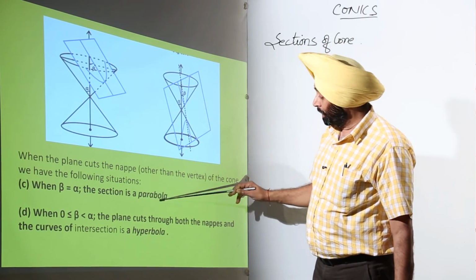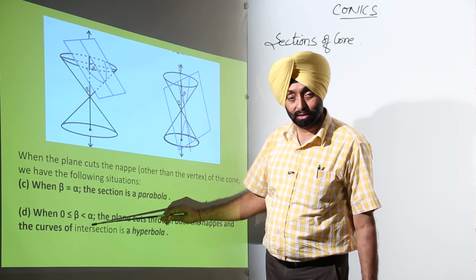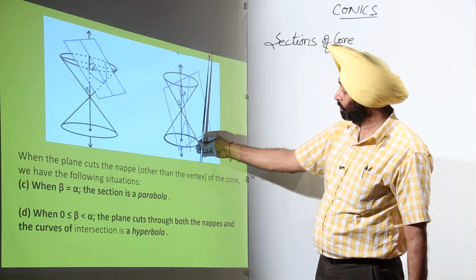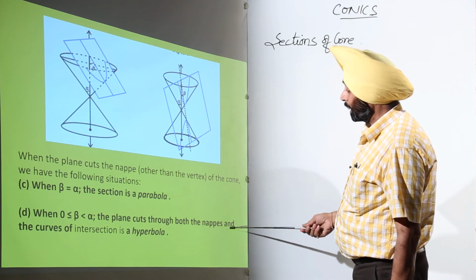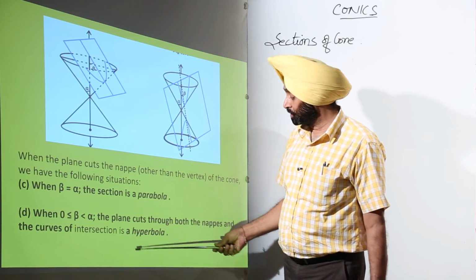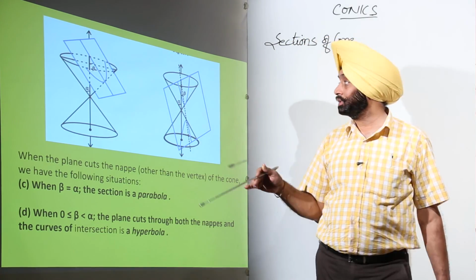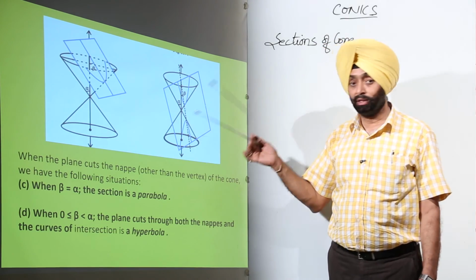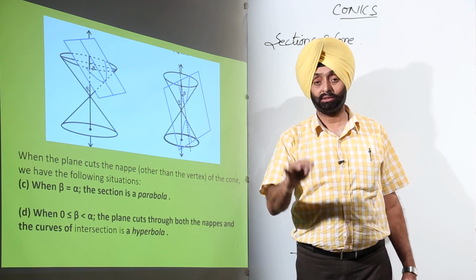And the last, when 0 is less than or equal to beta is less than alpha, like this one exactly, parallel to the axis, the plane cuts through both the nappes and the curve of intersection is a hyperbola. So these were all about the sections of the cone, related with the figures, with the angles of the generators, axis and the plane.